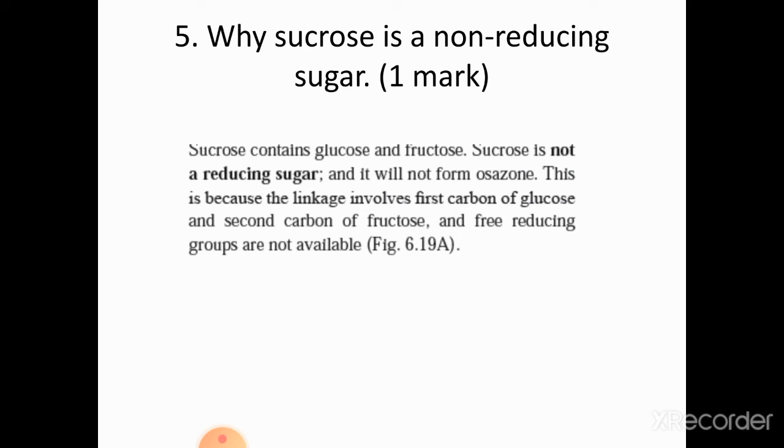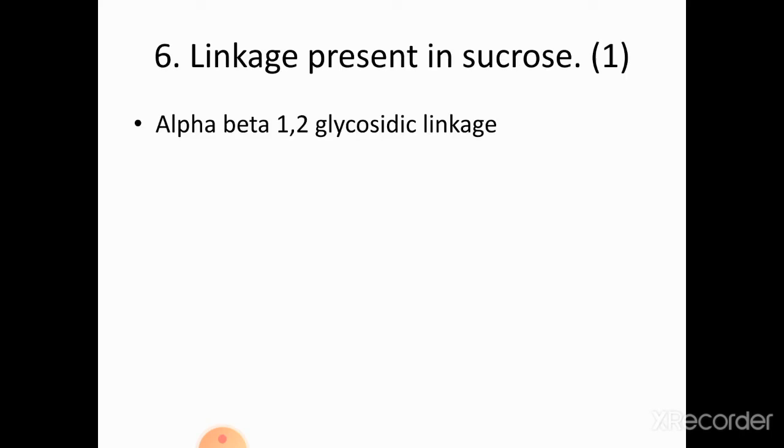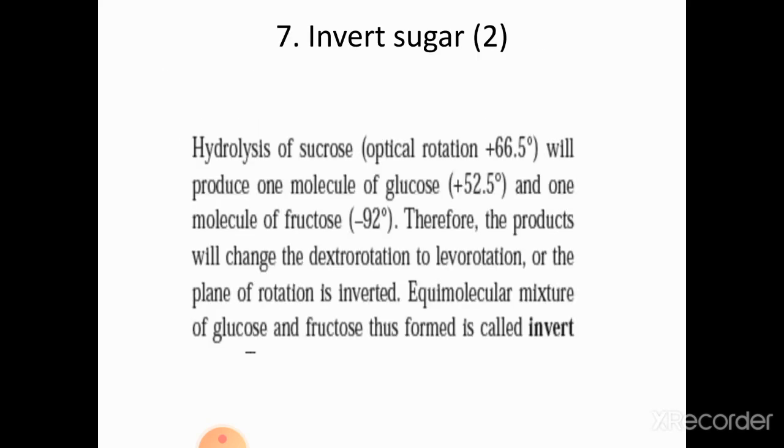Next question, why is sucrose a non-reducing sugar? Sucrose contains glucose and fructose. Sucrose is not a reducing sugar, and it will not form osazone. This is because the linkage is involved between the first carbon of glucose and second carbon of fructose and free reducing groups are not available. And the linkage present in sucrose is alpha 1, beta 2 glycosidic linkage.